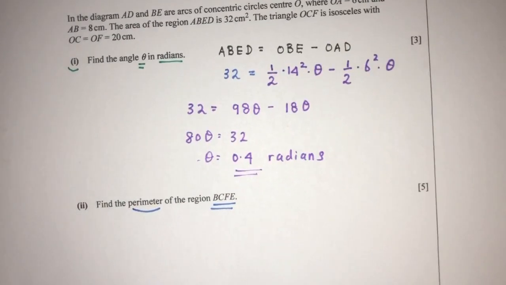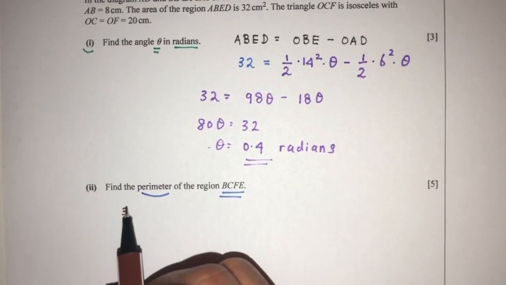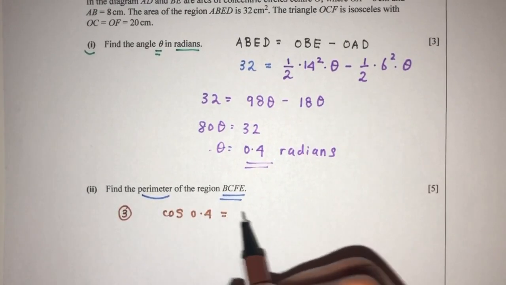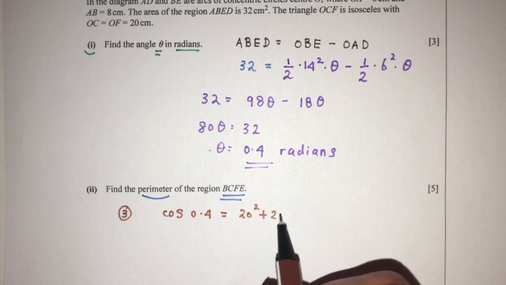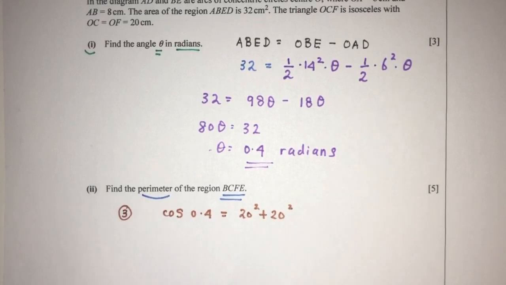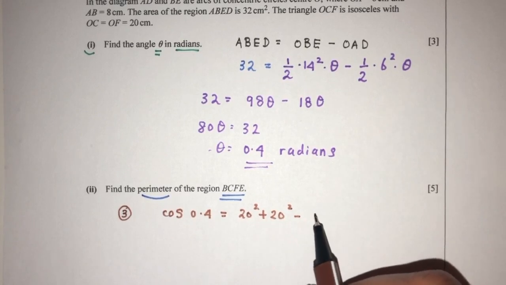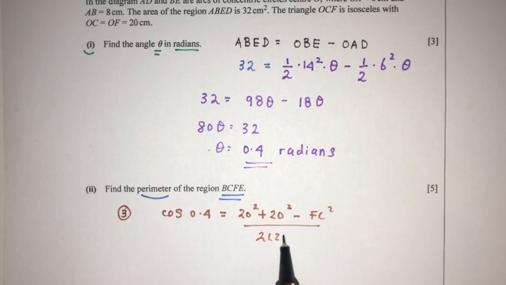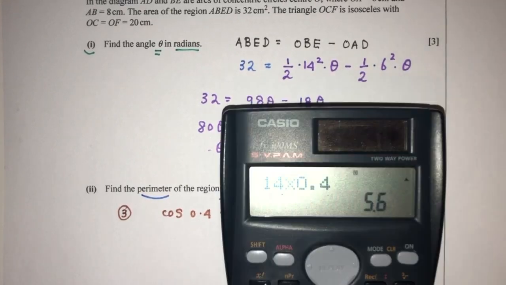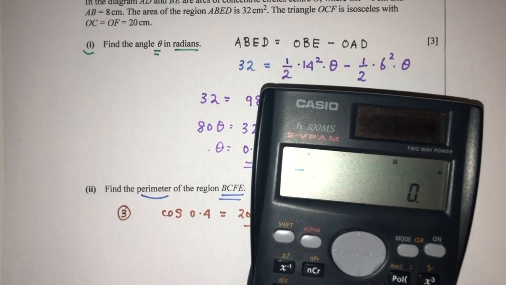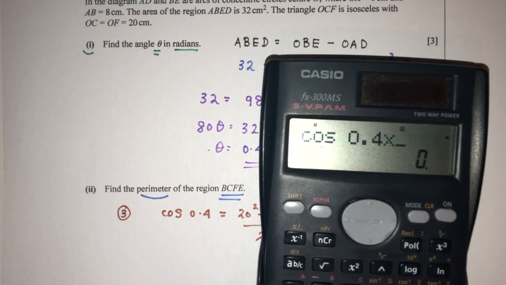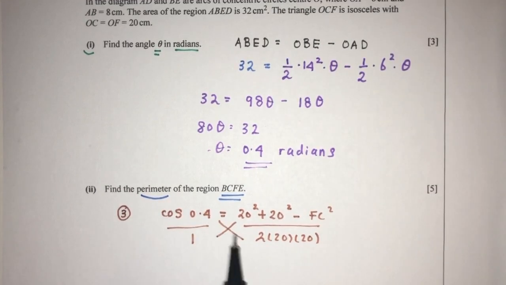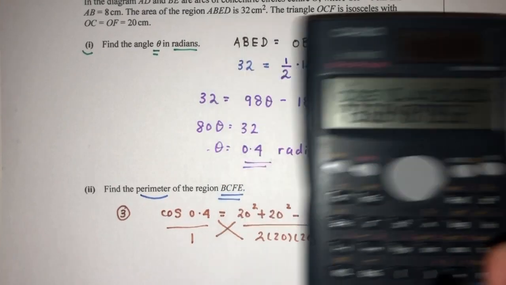Okay, so let's find that. That will be my side number 3 by using the cosine rule. So cosine of the angle in between has to be 20 square plus 20 square, the sides on both sides of the angle, minus the opposite side, the side FC square, divided by 2 times 20 times 20. So here we have to use radians because the angle was given in radians. So cos of 0.4 times 2 times 20 times 20, because we're just cross multiplying, that's why we times this part right here.